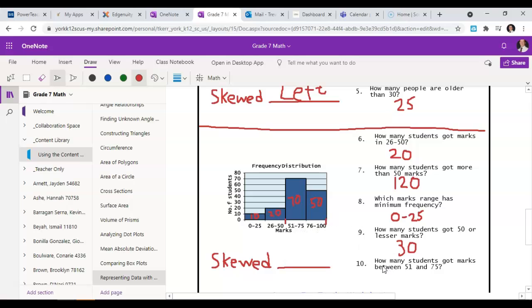Good. And then the last one here, how many students got marks between 51 and 75? And so that one we've already done. Between 51 and 75 is right here. That would be the 70 students we read.